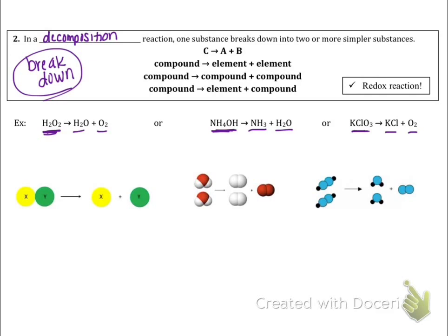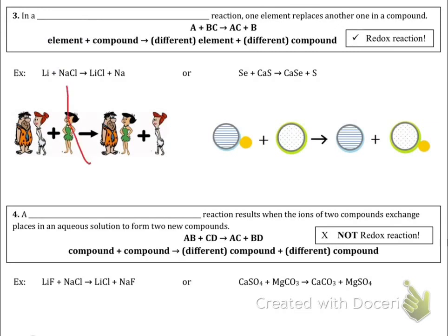Decomposition is also a redox reaction, meaning that there is a transfer of electrons. Okay, the next type of chemical reaction we have is called a single replacement.